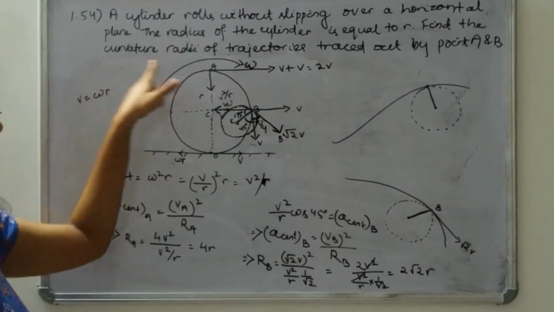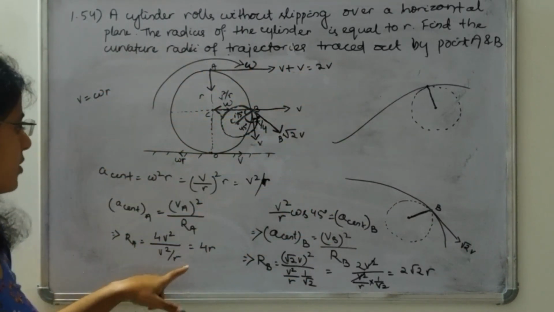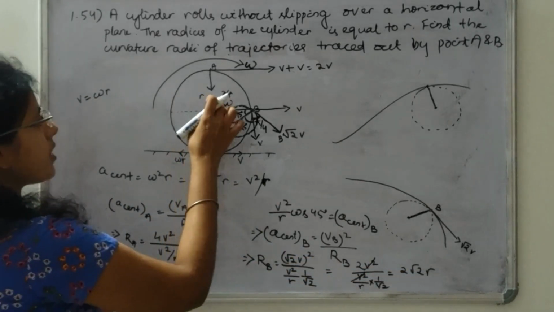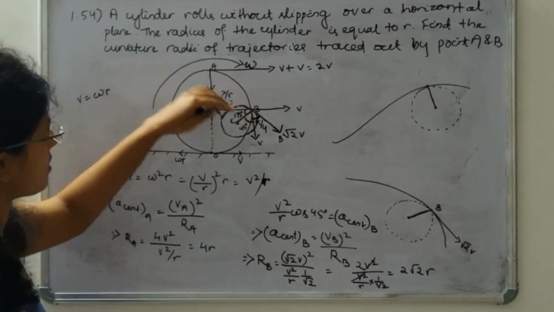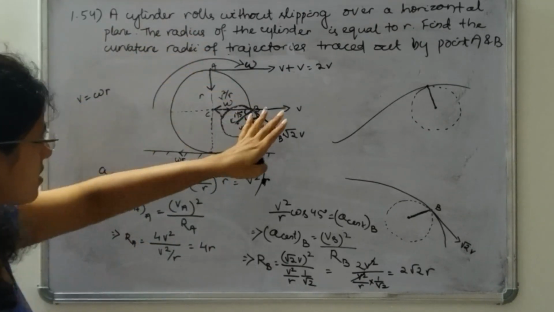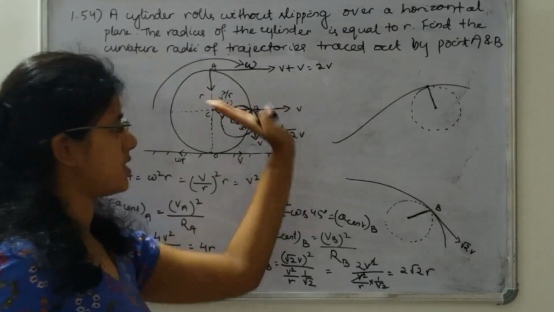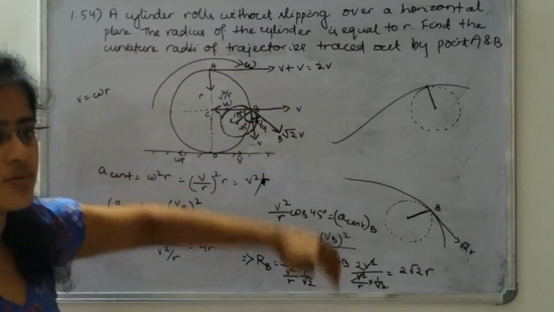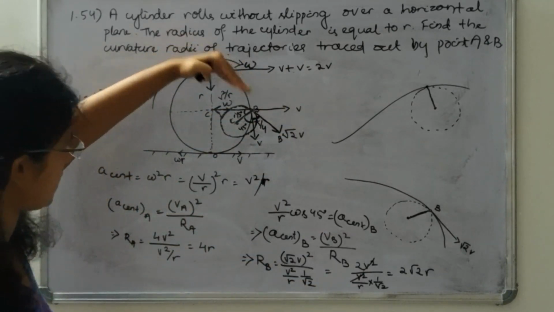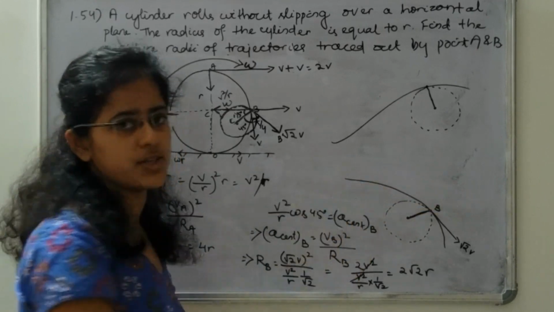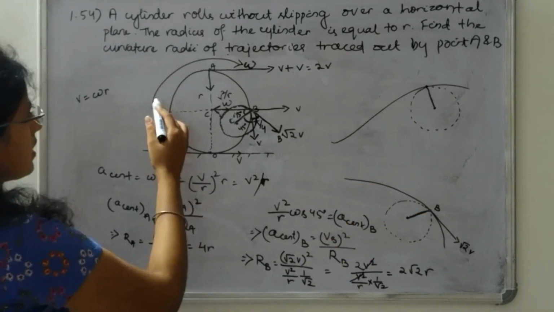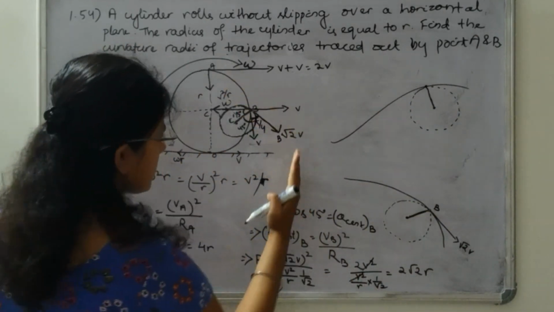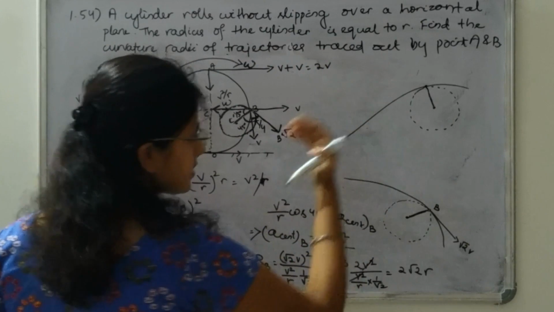The radius of curvature of the trajectory traced out by point A is how much? 4r, and for B it is 2 root 2 r. You have to understand now, if you are at this center, then you can see that the centripetal acceleration is along this direction, and for B the centripetal acceleration is along this direction. As you are in the ground frame, you are observing this cylinder purely rolling without slipping. That means it is rotating in this direction as well as moving in the horizontal direction. That means it has made some trajectory like this. Point B has some trajectory like this and point A has some trajectory like this.